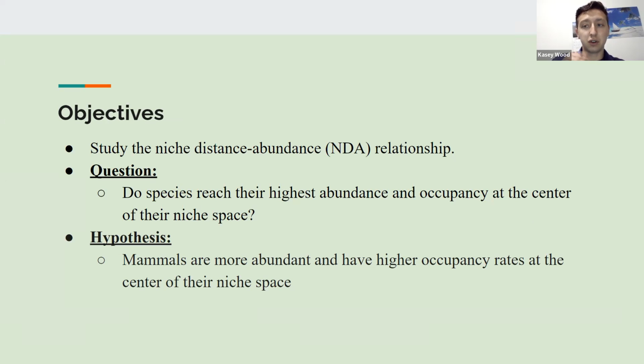Are they going to the core? Is that where they're most abundant? Or are they more abundant in the outer edges of their niche? So our question was, do they reach the highest abundance and occupancy at the center of their niche space? And I hypothesized that mammals are more abundant and have higher occupancy rates at the center of the niche space.